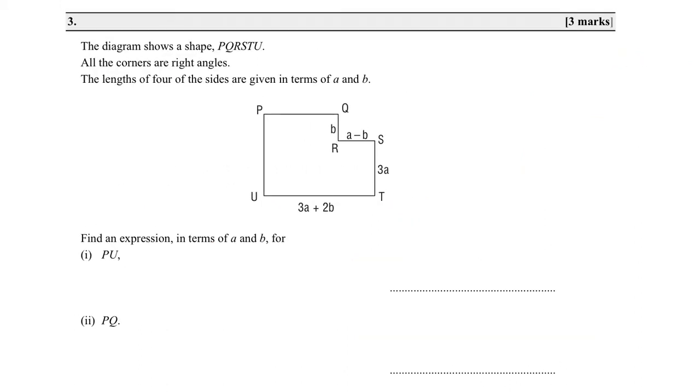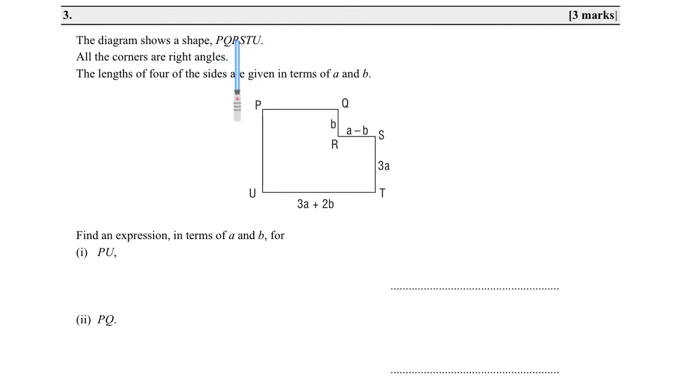Question 3. The diagram shows a shape PQRSTU. All the corners are right angles. The lengths of the four sides are given in terms of A and B. Find an expression in terms of A and B for PU.